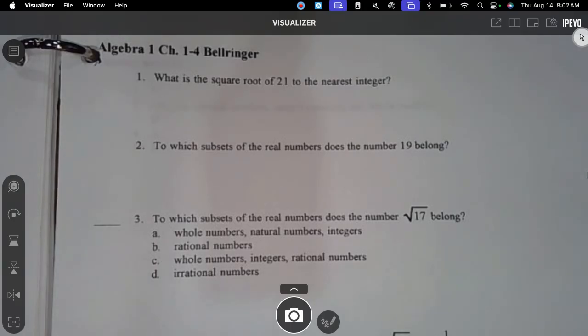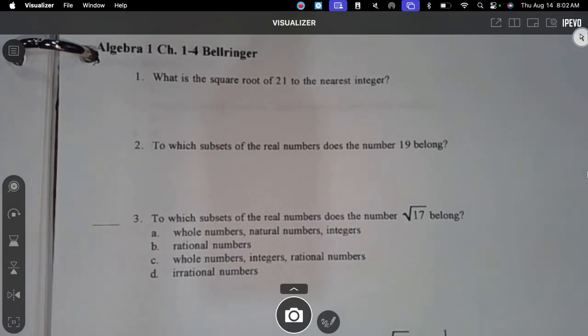All right, this is what we did yesterday, a quick little recap. It says, what is the square root of 21 to the nearest integer? I don't know the square root of 21, but what's a perfect square that it's close to? 25. What's the one below it? Yeah, 16. So it would be 4.